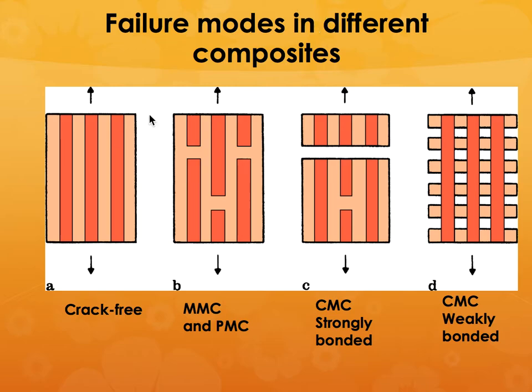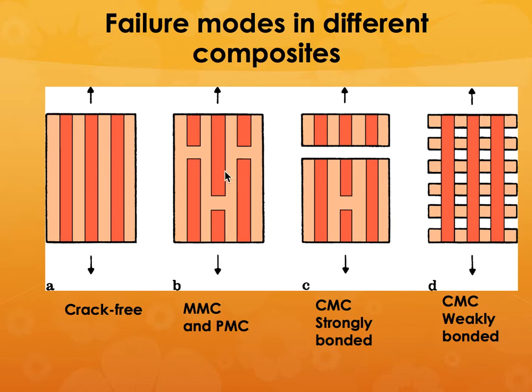Now, if you had fibers in the 0 degree direction, or the direction of the stress, and as long as you are below the elastic limit of the composite material, you're probably not going to have any kind of failure at all. So this will be a crack-free type of composite. In the case of metal matrix composites or polymer matrix composites, if the stress exceeds a certain limit, the fibers or the matrix can start cracking and you are going to see lots of cracks in the material.